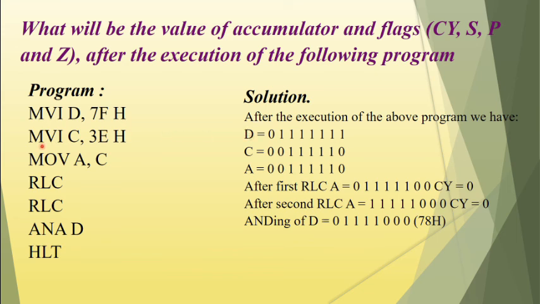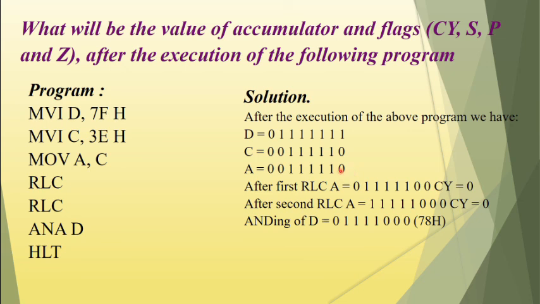Similarly, next instruction is MVI C, 3E. We want to move 3, that is nothing but 0, 0, 1, 1, and E is nothing but 1, 1, 1, 0 into the register C. Now we have to copy the contents from C to accumulator. So now accumulator will contain whatever is the value of C. In this case it is 3E. Next instruction is RLC. What does the RLC instruction do? It rotates left bitwise without carry. Okay. So A contains this particular value.